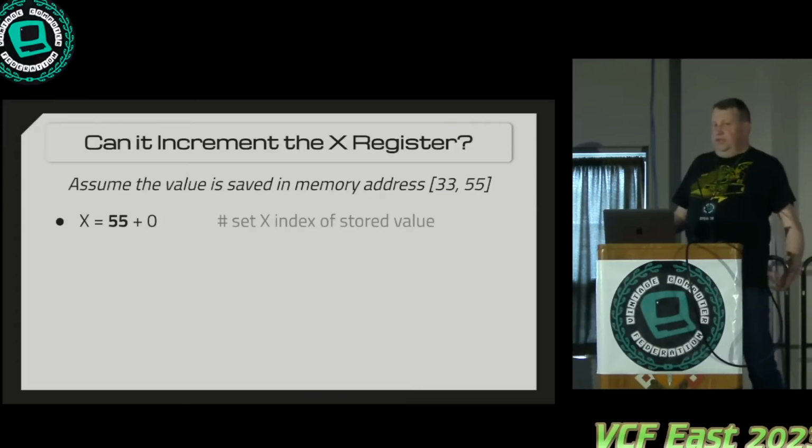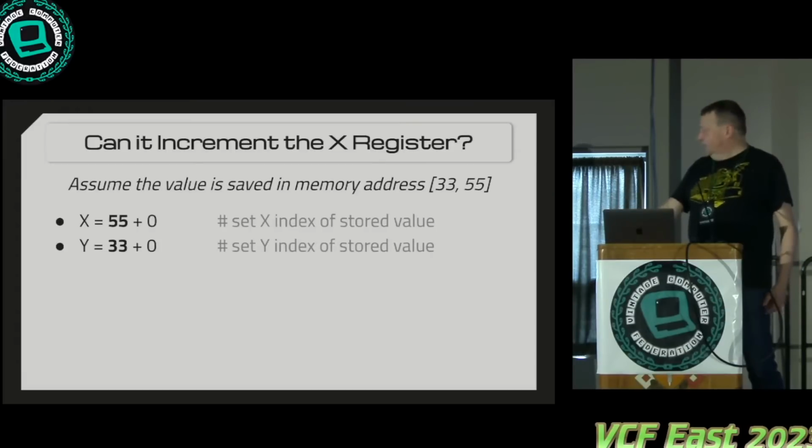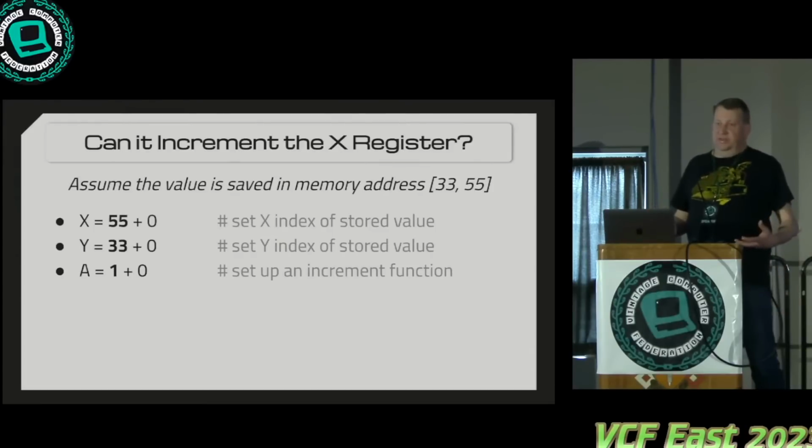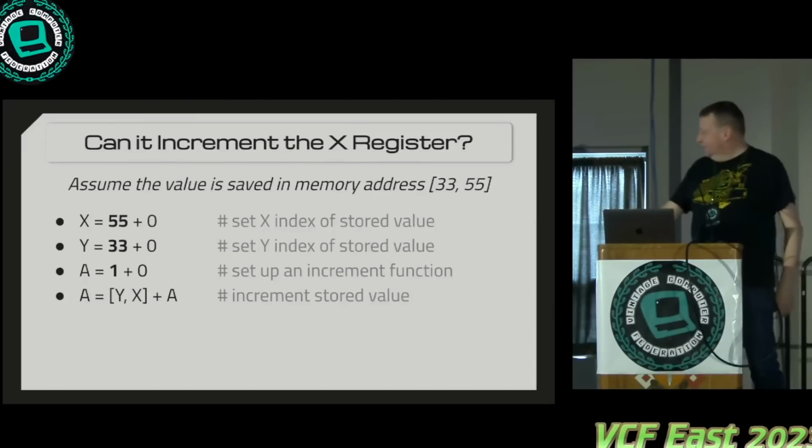To load the X register with our index, we have to use an ALU operation. So we're going to load 55 from the program memory, and we have to add something to it. This is where we use the add 0 operation, which is kind of an identity function. We do the Y register, and then we want to do an increment. There isn't an increment instruction, so we're going to just load a 1. We have to go through the ALU to get to the accumulator, so we add 0 to it. And now we can actually do our increments.